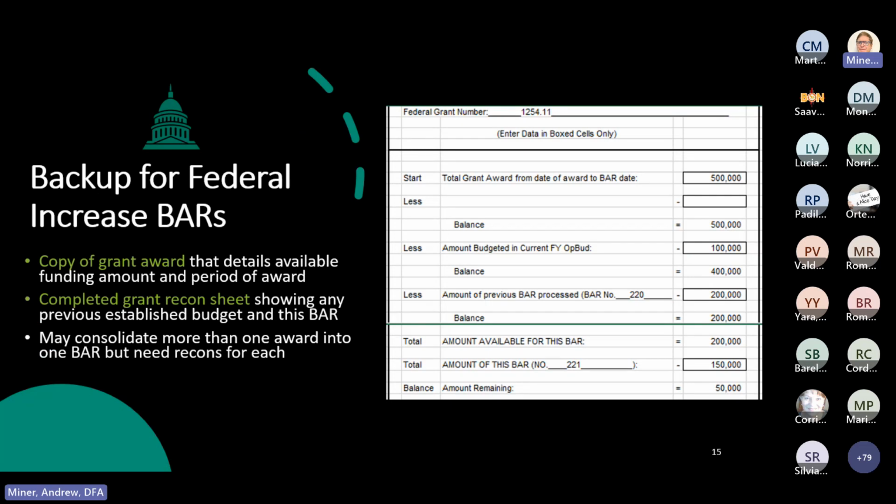So now let's talk about the different types of backup depending on the different types of bars. For federal increase bars, it's a copy of the grant award that details the available funding amount and the period of the award, so we know that you actually have the money to budget what you say you want to budget. Also a completed grant recon sheet, which you see on the right side, that shows any previously established budget from that grant and the effect of this bar. You can consolidate more than one award into one bar. That's fine if you do them at the same time, but you should do a recon for each, of course, and show us the proof for each grant that you have.